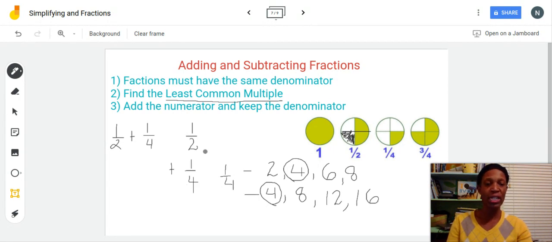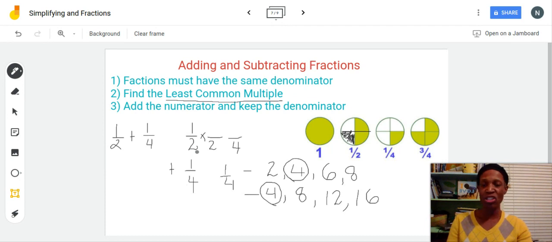Now my question is, how can I make this 2 a 4? What do I have to multiply this by to get 4? So I know that 2 times 2 is 4. So I'm going to have to multiply the denominator by 2 to get 4. All right, if I take 2 times 2, I have 4.